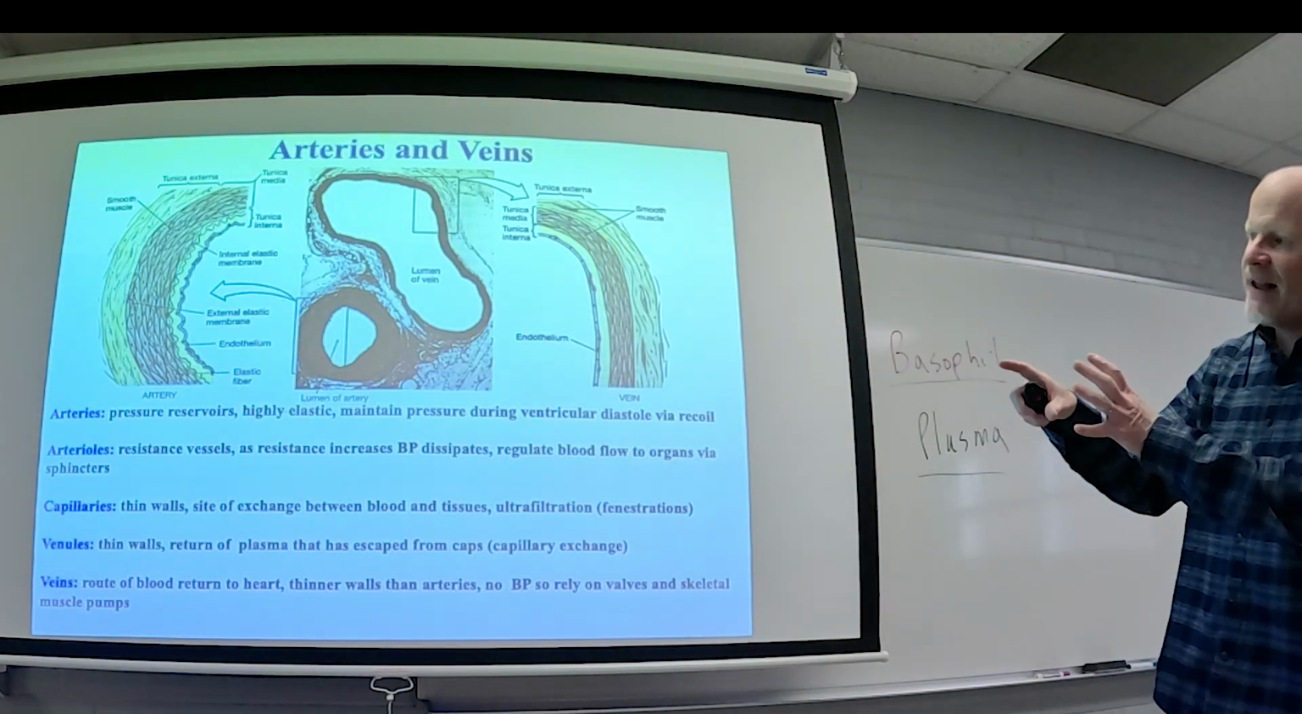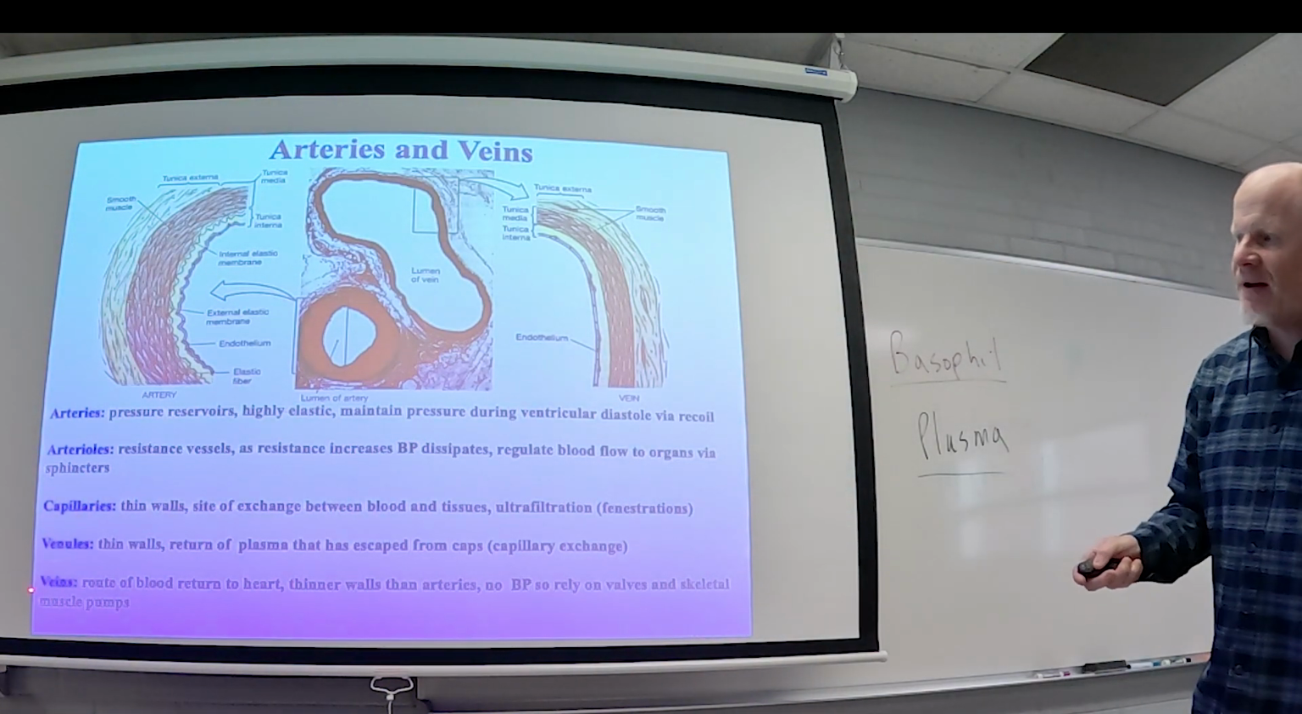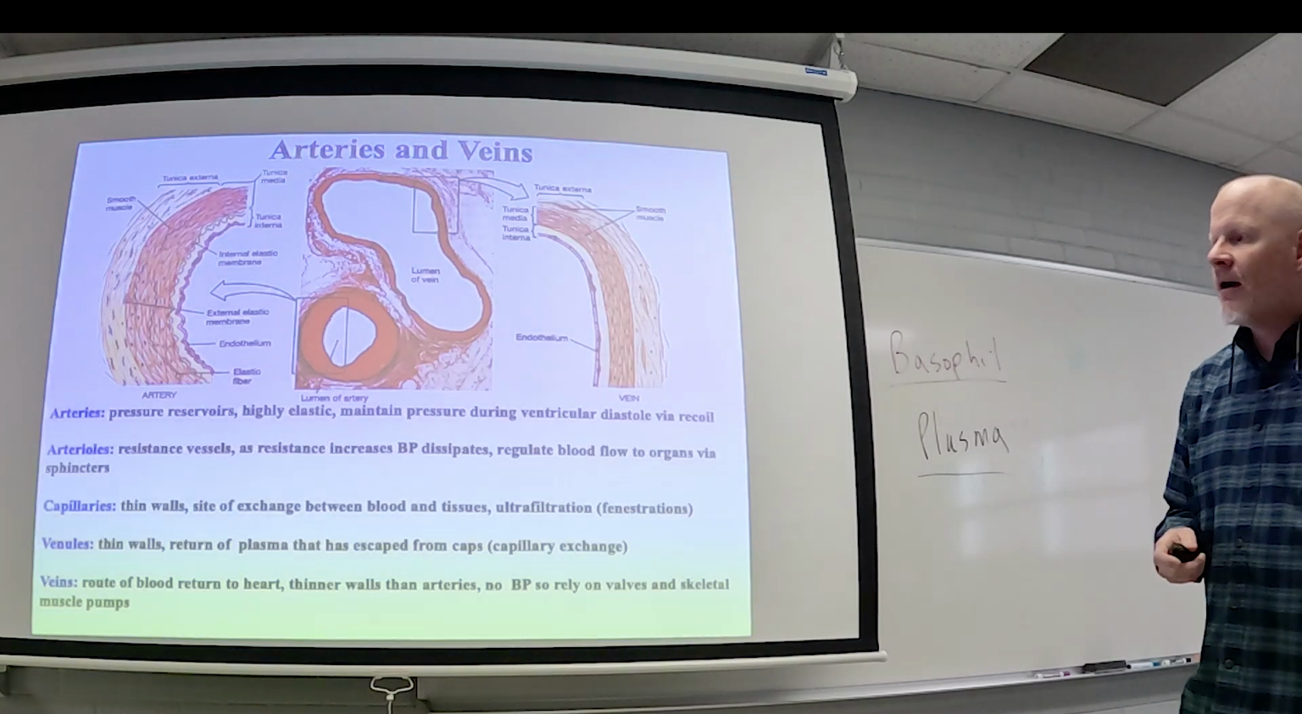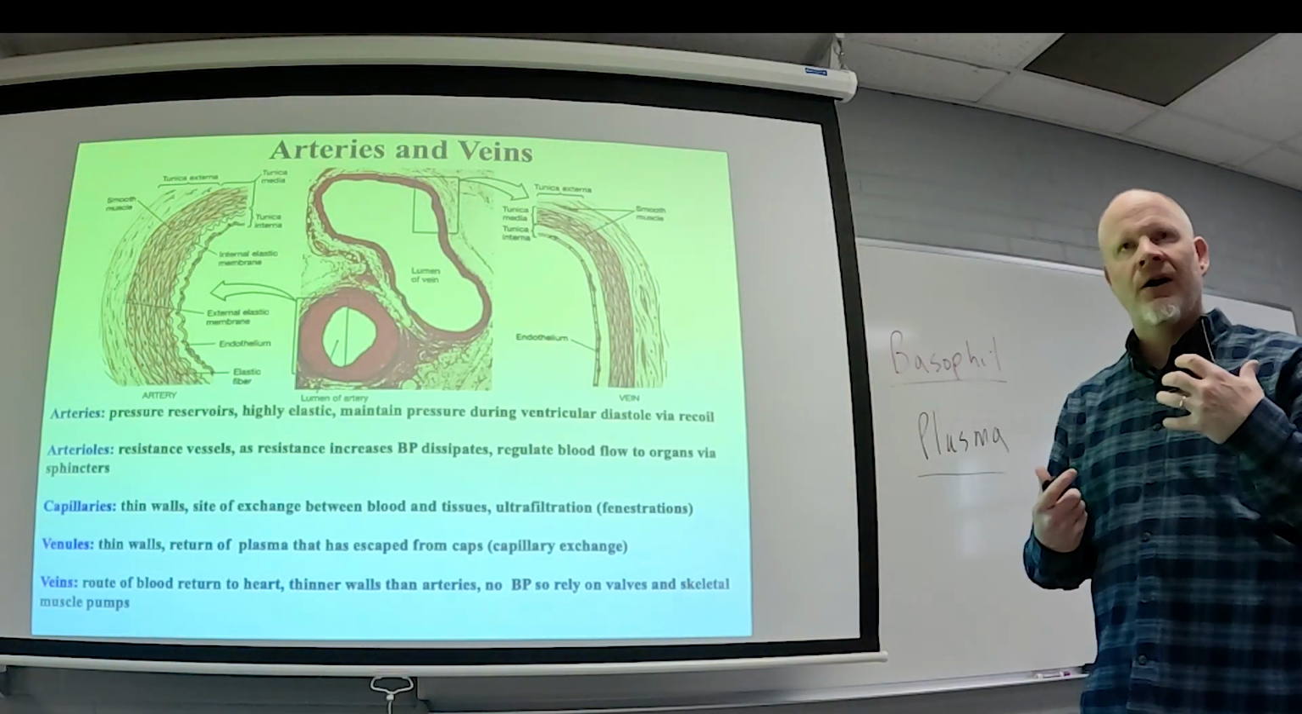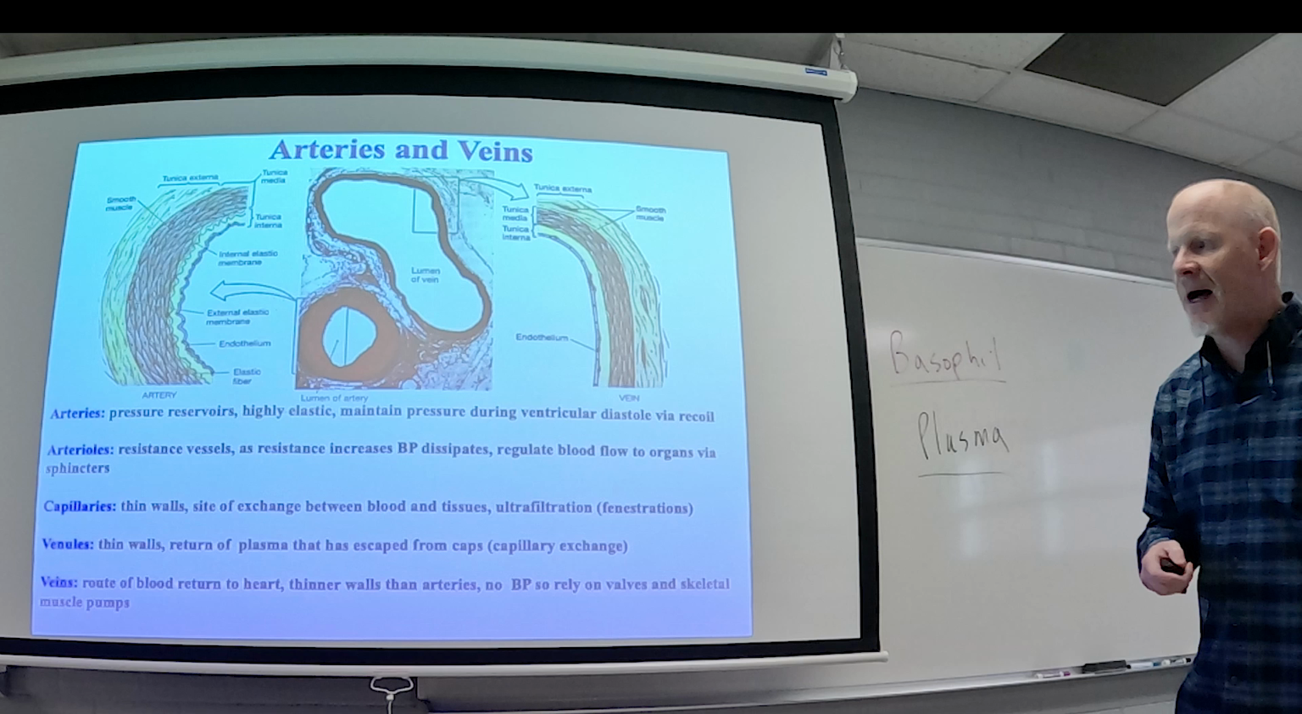So what I've done here is I've listed kind of the major blood vessels, right? So coming out of the heart and coming into the heart are the major arteries and veins of the body.